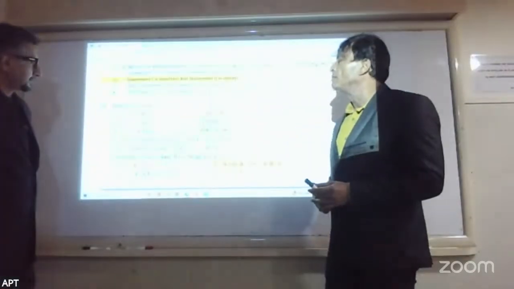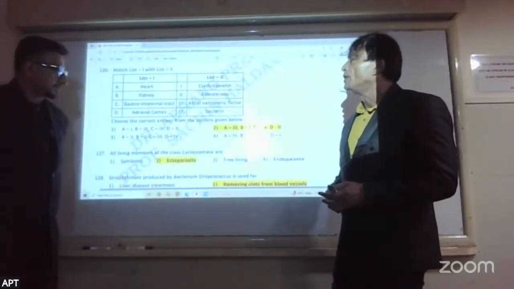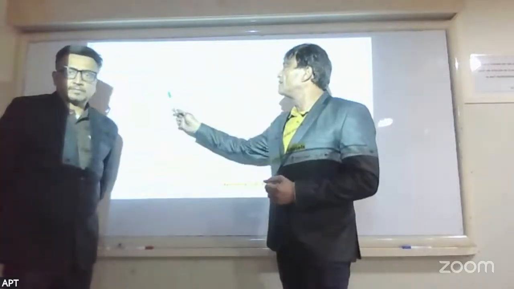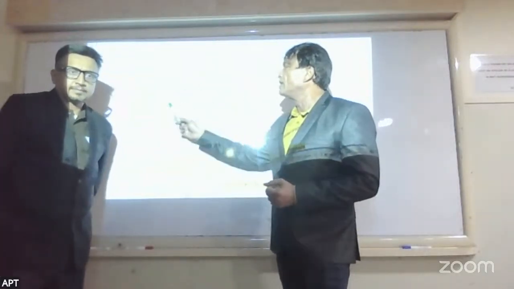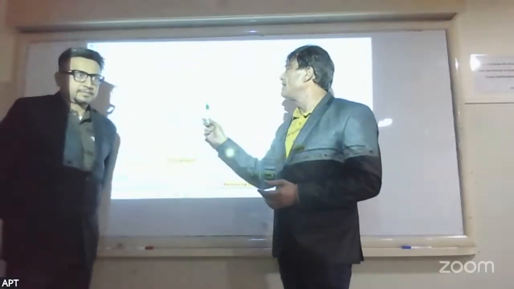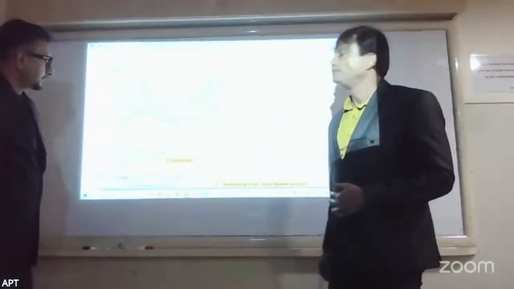Again, match the column. They have given the organs and their related hormones, what they produce. Heart is atrial natriuretic factor. Kidney is a source of erythropoietin. Gastrointestinal tract secretes hormone called secretin. Adrenal cortex secretes aldosterone. So the answer is 2.